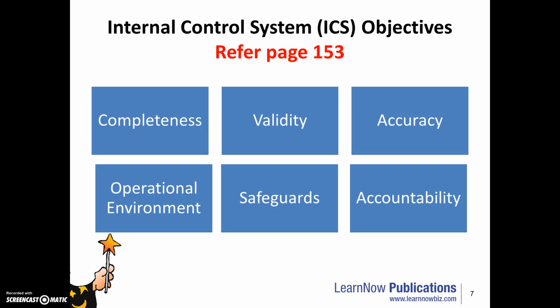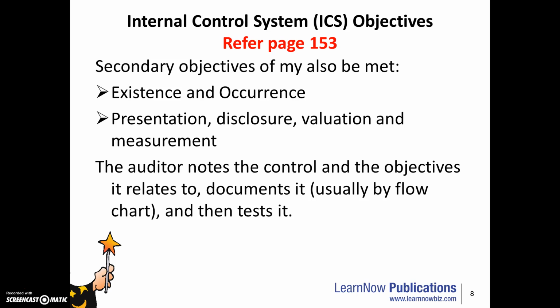The objective of the internal control system, as discussed further on page 153, is completeness, validity, accuracy, operational environment, safeguards, and accountability. The secondary objective is existence and occurrence, presentation, disclosure, evaluation, and measurement. The auditor notes the control and the objectives it relates to, documents it, and then tests it.